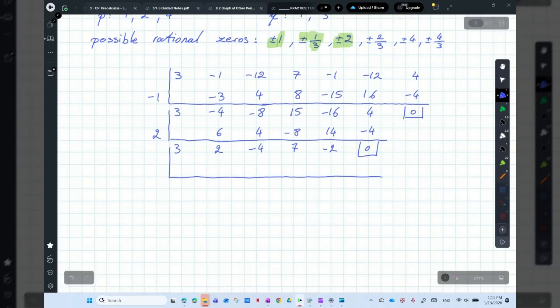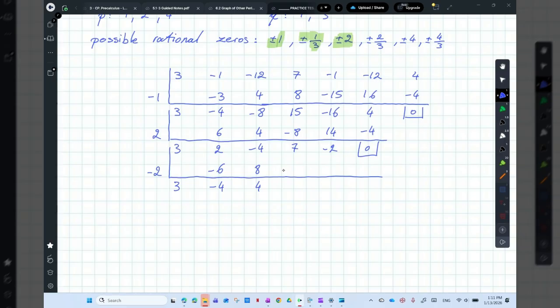So I would have now -2. I'll have 3, -6, -4, 8, 4, -8, -1, +2, and 0. And I keep going one more time.